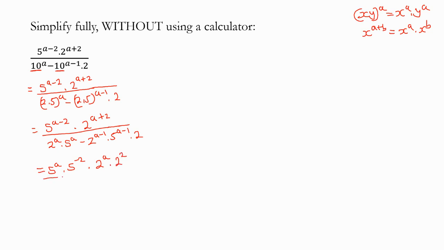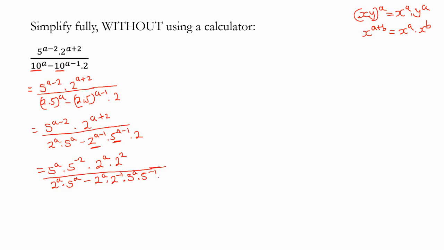You see that? And then we come to the denominator. This is 2^a times 5^a minus 2^(a-1) times 5^(a-1) times 2. Let's split this power here: times 2^(-1). Then we split this one: 5^a times 5^(-1).